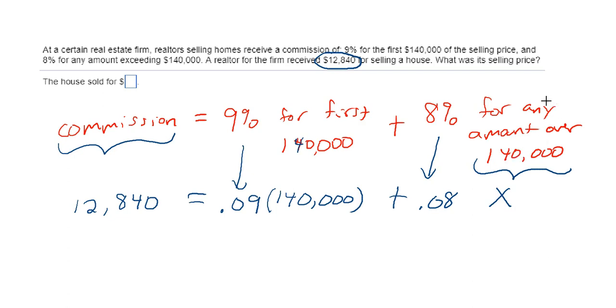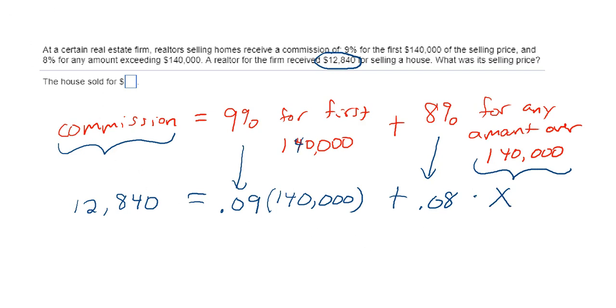I keep it simple. I'll just let X represent however much it was over 140,000. So keep in mind that my X here does not represent how much the house sold for altogether. It only represents the amount over 140,000. So when we find our value for X, we have to keep that in mind. So here's my equation, and I want to solve that for X.